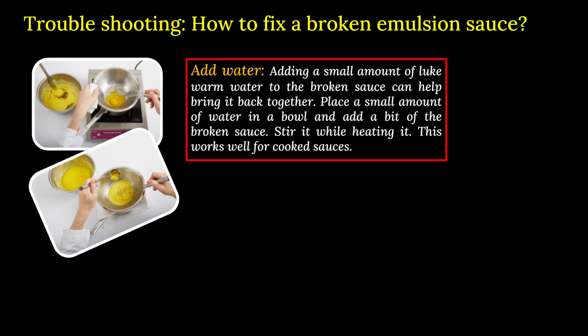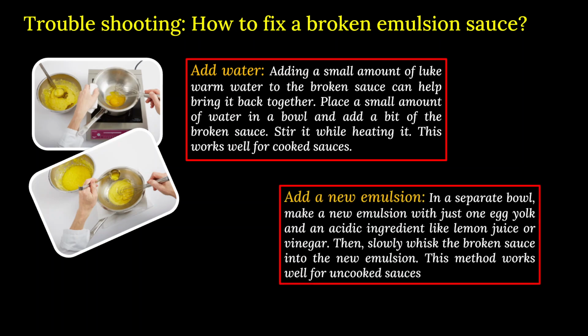There is another one, cold emulsification, which is known as the mayonnaise sauce, for example. And in that case, what we can do is, in a separate bowl, make a new emulsion with just one egg yolk and an acidic ingredient like lime juice or lemon juice or vinegar. Then slowly whisk the broken sauce into the new emulsion. This method works well for uncooked sauce.